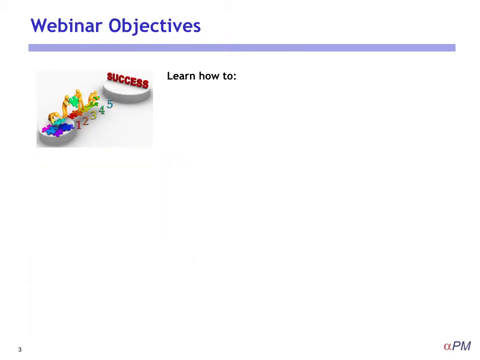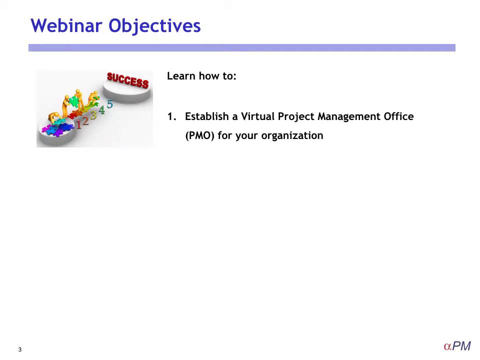So the objectives of this webinar are in 5 steps. In the first step, I will show you what I mean by a virtual project management office and how you can easily build one within your organization. A project lifecycle is a critical ingredient of any project management methodology. So in step 2, I will talk about project lifecycles and show you how to build one for your organization if you do not already have one.